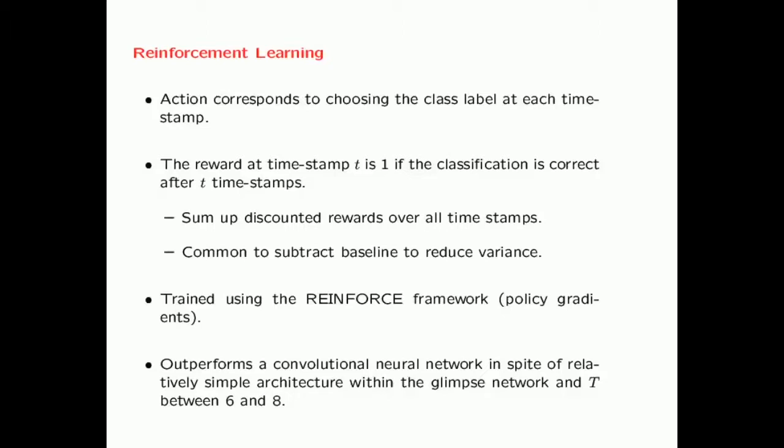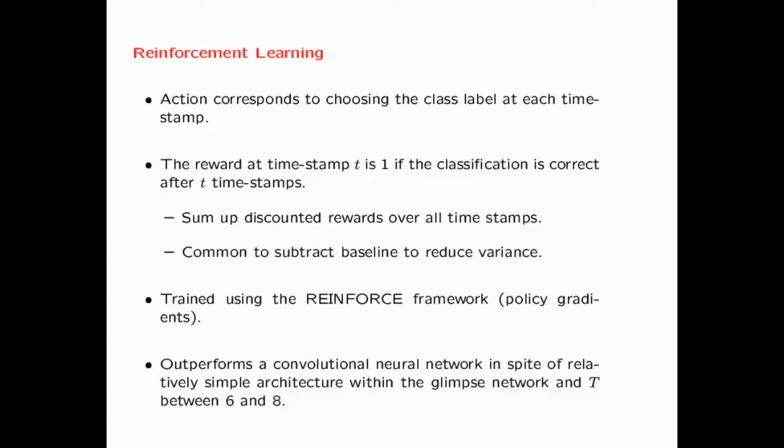So here we use a reinforcement learning setting where the action corresponds to choosing the class label at each timestamp. Now, as soon as you have a reinforcement learning setting, you also need a way to decide the rewards at each timestamp. So the reward at timestamp t is 1 if the classification is correct after t's timestamp. So if the output at t is correct, then you give a reward of 1. And what you do is sum up discounted rewards over all timestamps, and it is common to subtract the baseline to reduce variance.